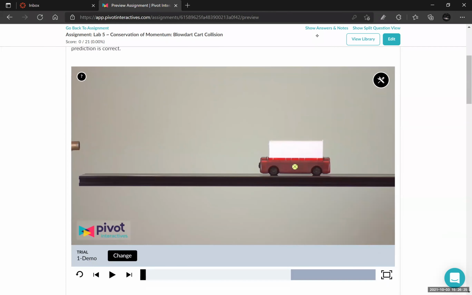You can see the first trial is a demo. We're going to be using this as a preliminary, learning about the system and everything. So trial one is a demo. Using that, we should be able to see what's going on. So let's watch the video.